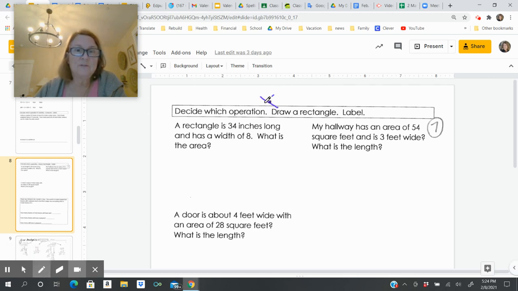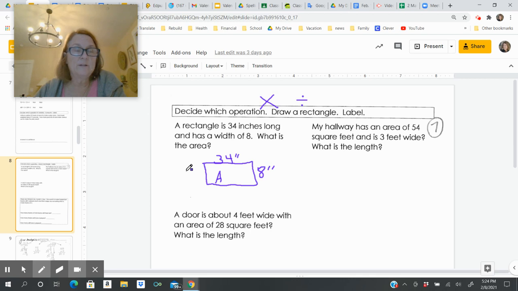That means we're probably doing multiplication or division. Some are multiplication and some are division. So let's look at the first one. A rectangle is 34 inches long and has a width of 8. What is the area? Whenever I have an area problem, I like to just label it out. 34 inches long, I'm going to use my inch symbol, and 8 inches wide. And so I want to figure out the area.